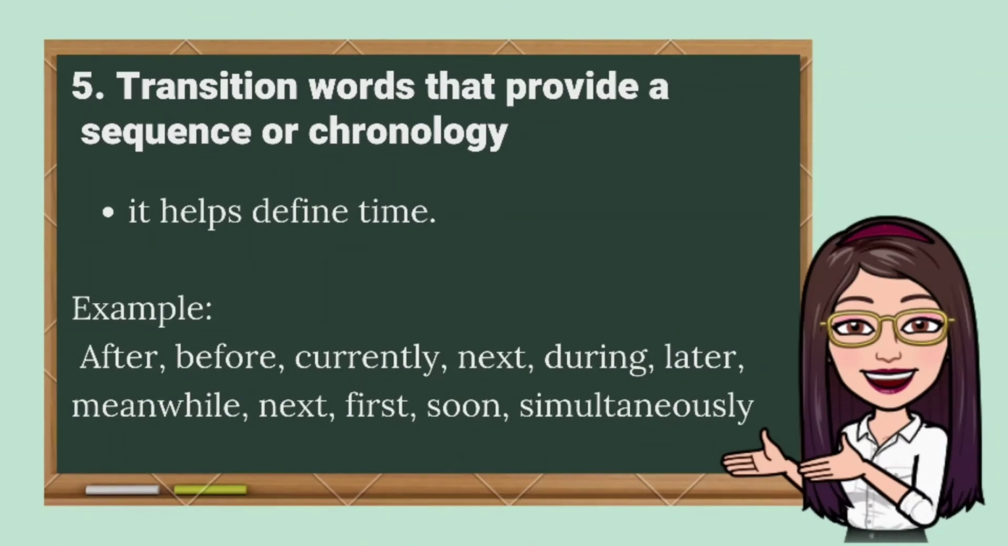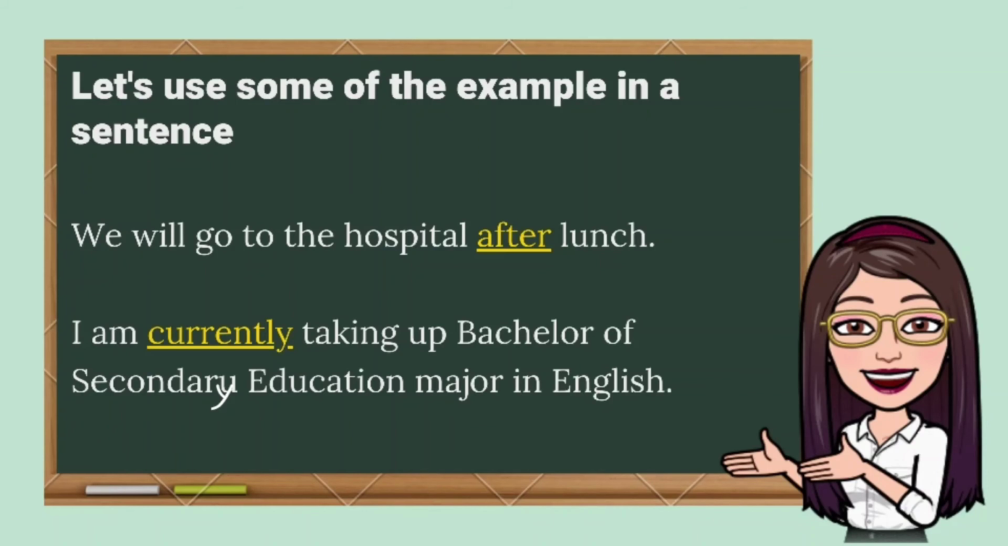Number 5. Transition words that provide a sequence or chronology. It helps define time. Example: after, before, currently, next, during, later, meanwhile, first, soon, simultaneously. Now let's use some of the examples in a sentence. We will go to the hospital after lunch. I am currently taking up Bachelor of Secondary Education, major in English. The underlined words in the sentences are examples of transition signals that define what time the event happened.